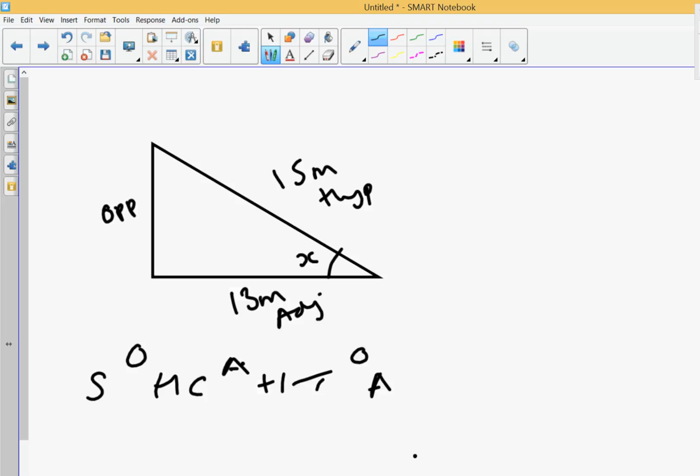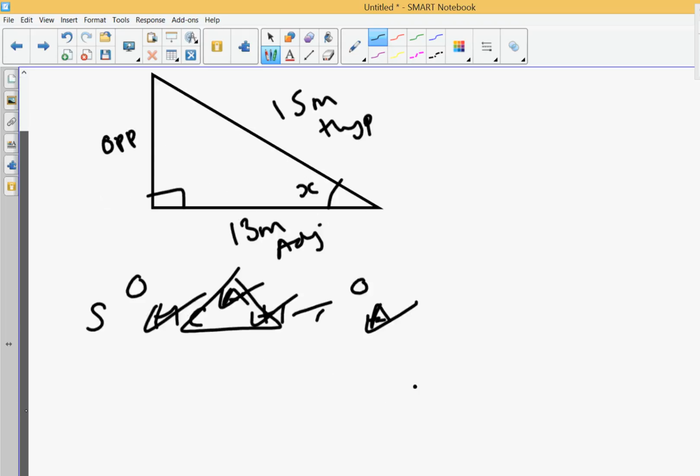In this case, we know two things. We know the length of the hypotenuse, and we know the length of the adjacent. So that tells me I'm going to use this form of the triangle here.